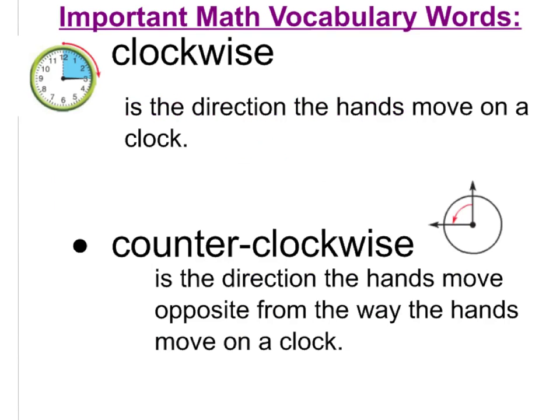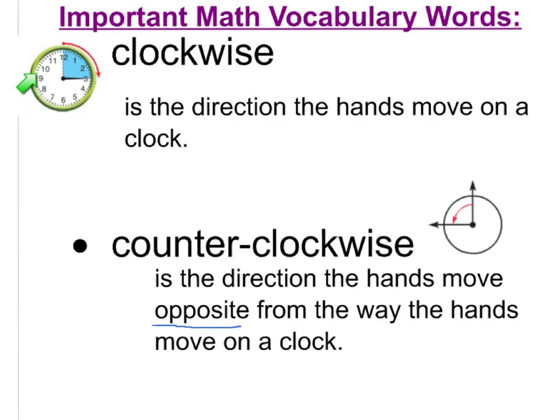Here are two important math vocabulary words. We have the word clockwise. Clockwise is the direction the hands move on a clock. Now we have counterclockwise. Counterclockwise is the direction the hands move opposite from the way the hands move on a clock.